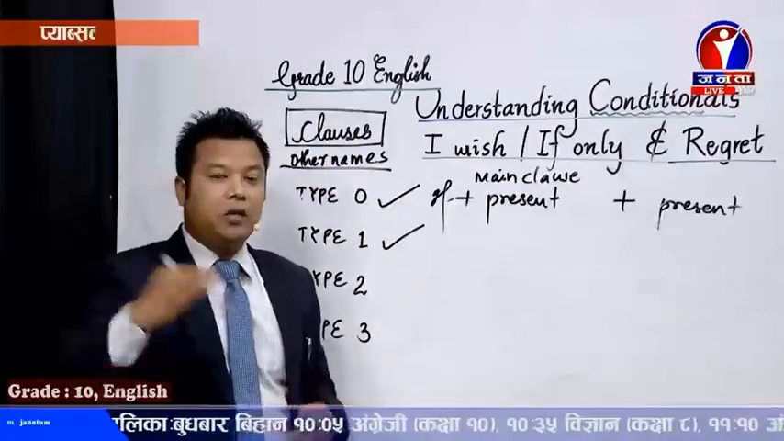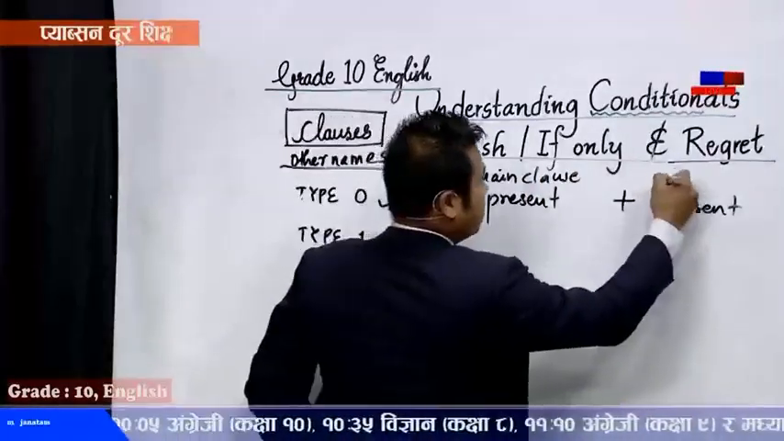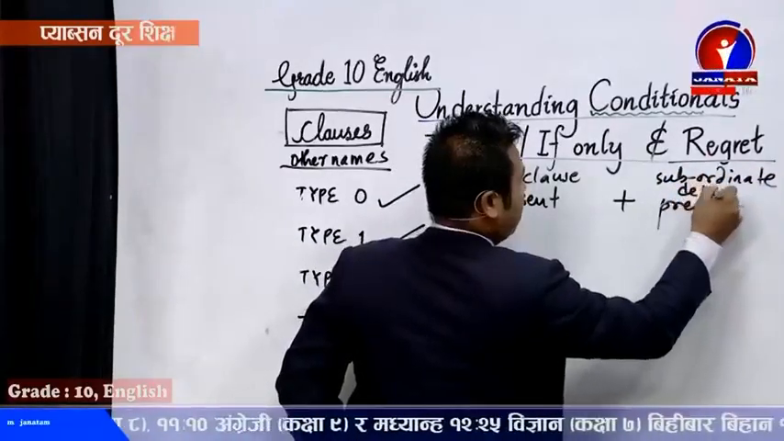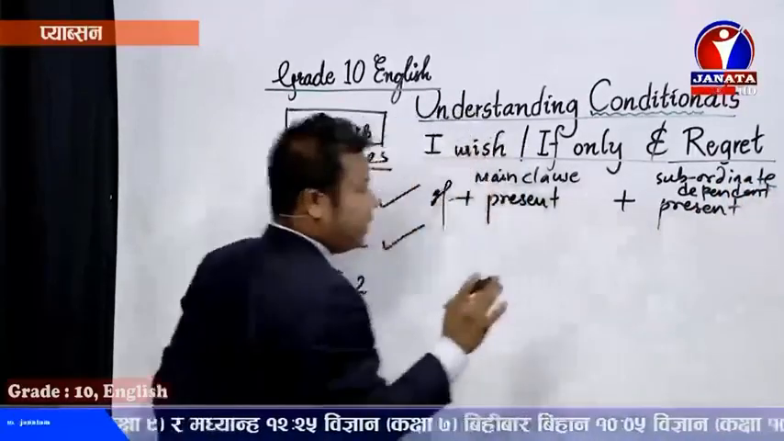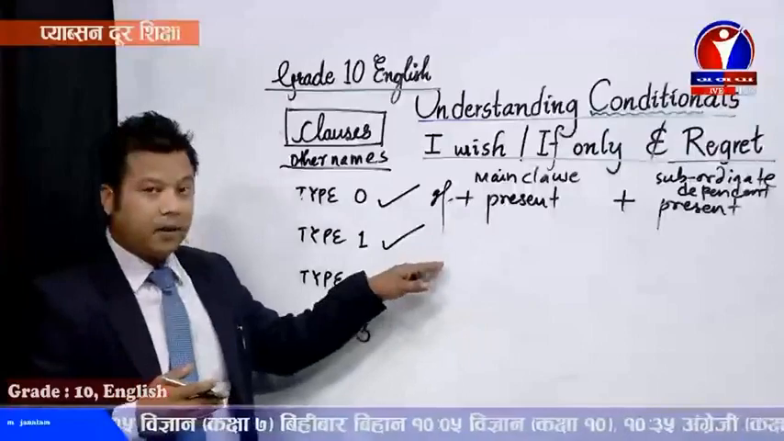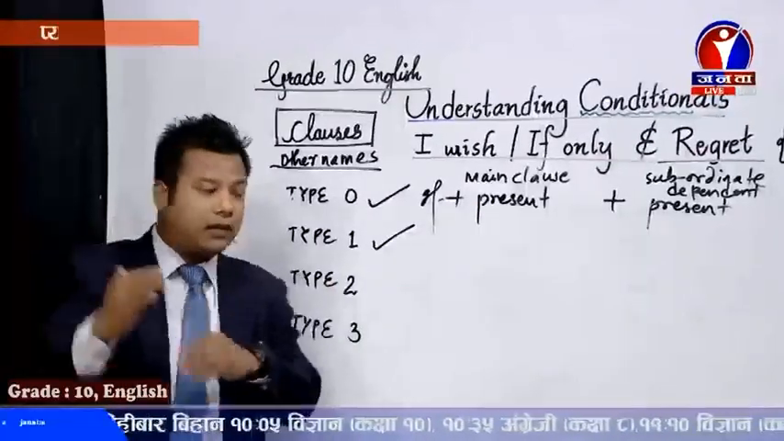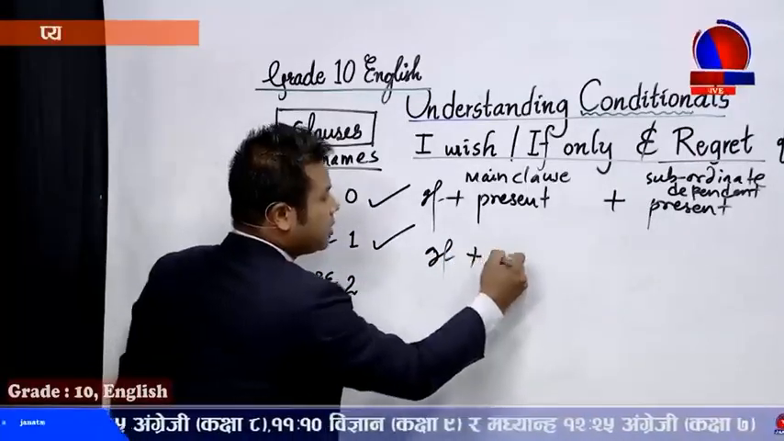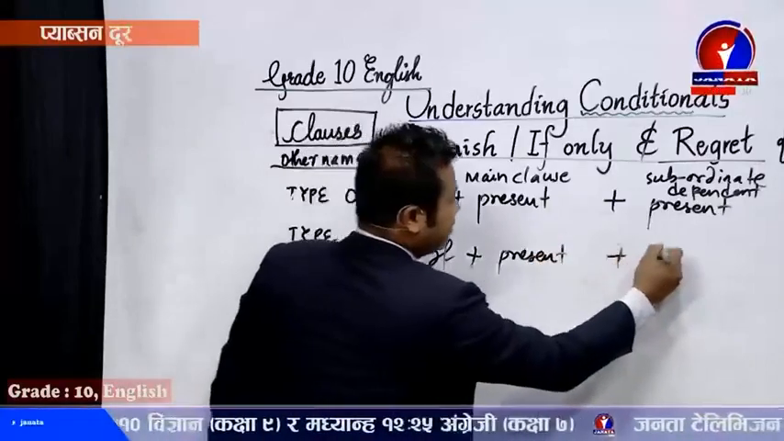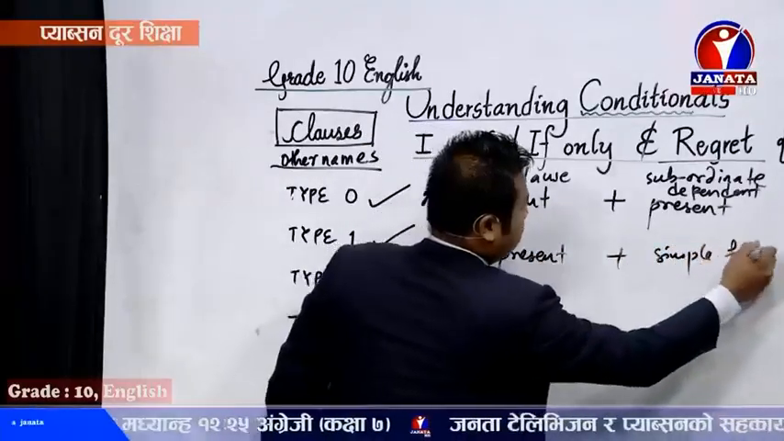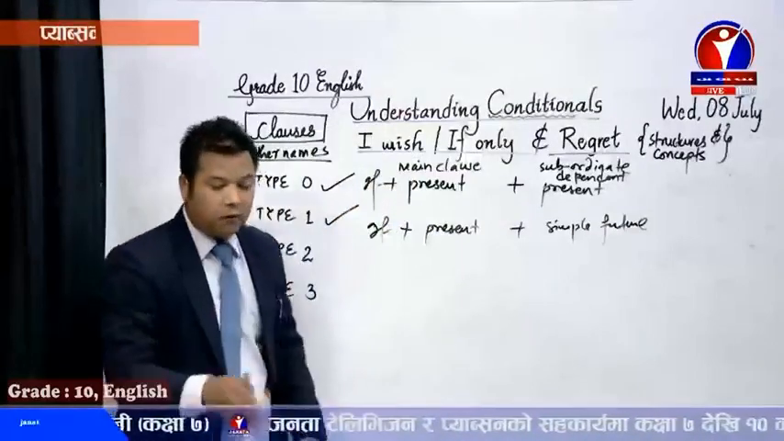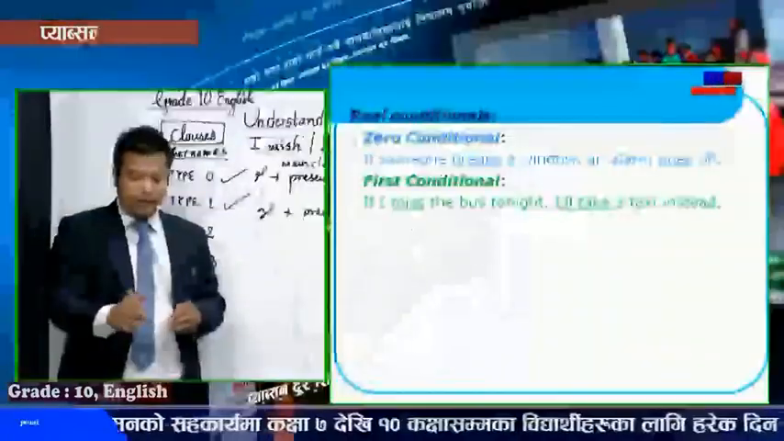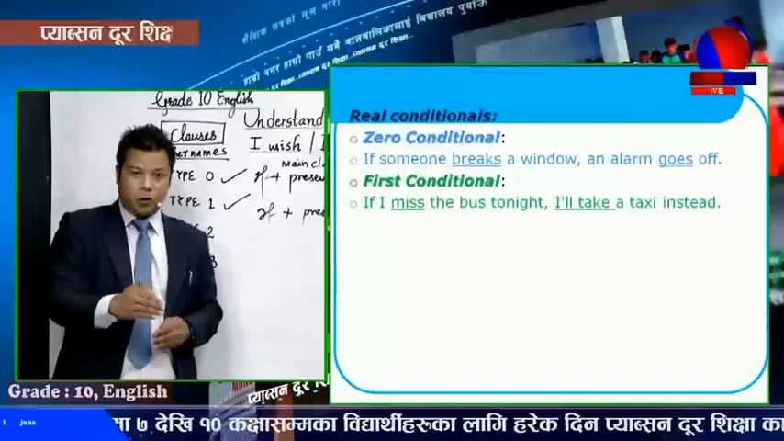All right, I'm briefing you something interesting about clauses too. And this is called the subordinate clause, or they even call it the dependent clause. Whatever the name, its function remains the same. So if you use present plus present, you're using type 0. Just a brief, quick summary. If you use present and simple future, like in the example that you can see for first conditional, if I miss the bus tonight, I'll take a taxi instead. See, miss is present, will take is future.